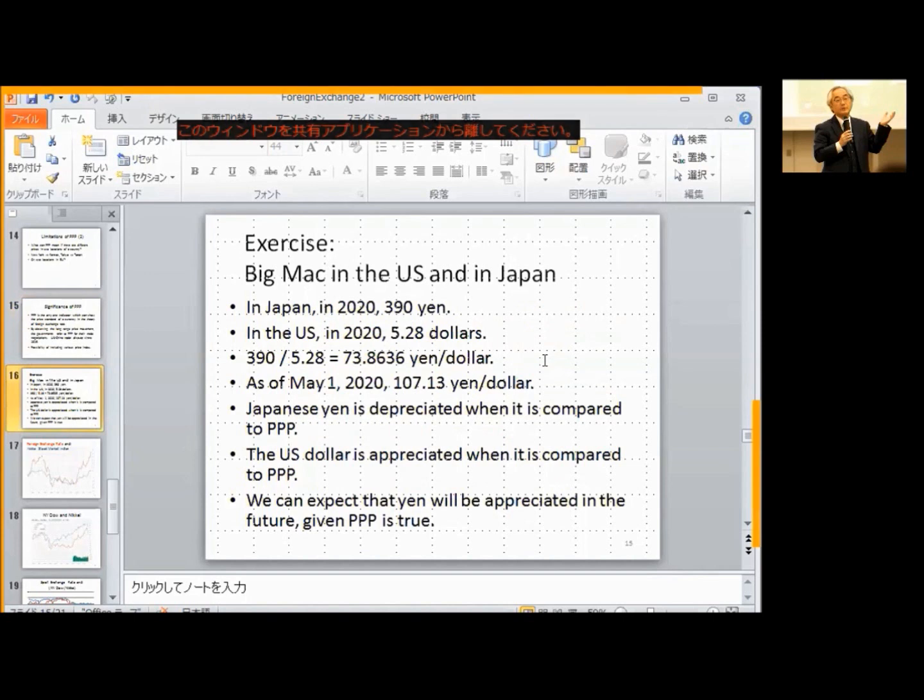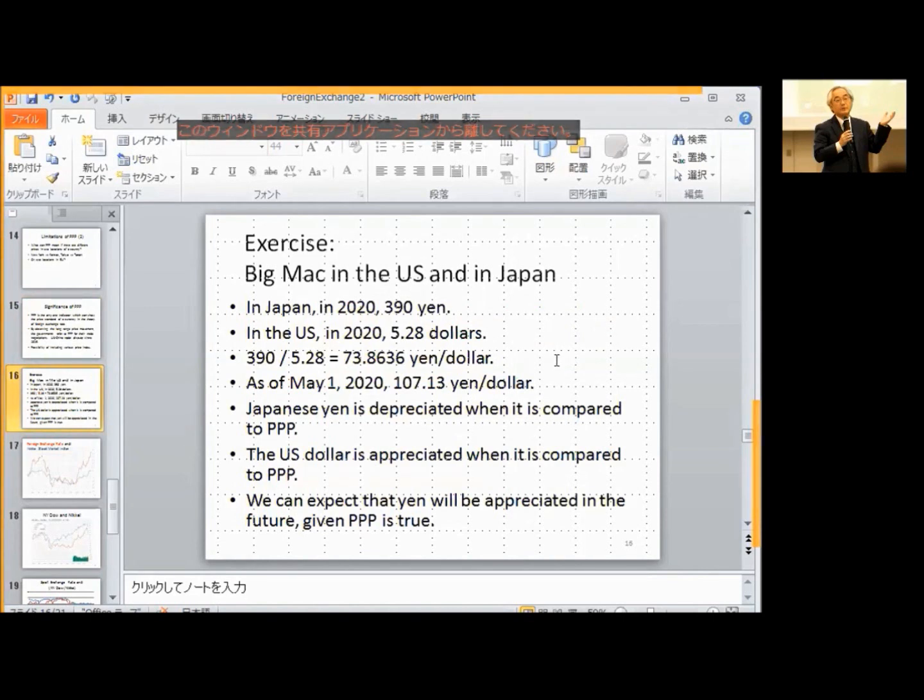So here is the exercise. Big Mac in the US and in Japan. In Japan, the Big Mac price is 390 yen. And in the US, $5.28 as of 2020. So if you divide 390 by 5.28, you see 73.8636 yen per dollar.